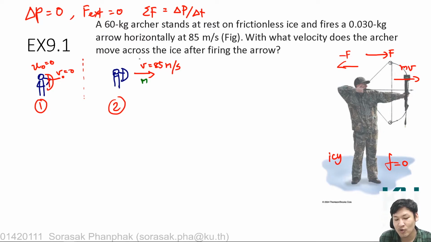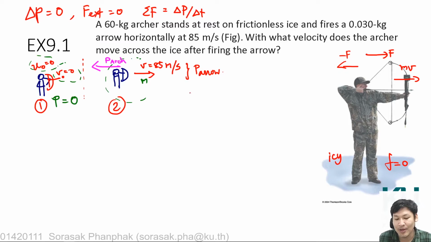So if you'd like to conserve the momentum over here, the initial net momentum is zero due to the initial velocities being zero. So that means you should have another momentum pointing backward. This should be another momentum, and this is the momentum of the archer guy. And this is the momentum of the arrow.